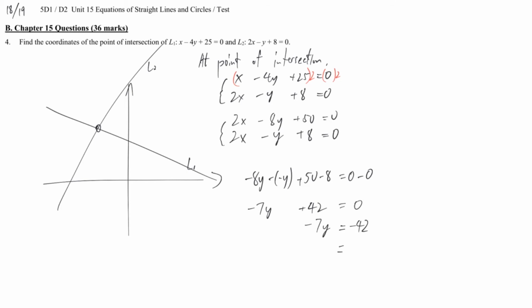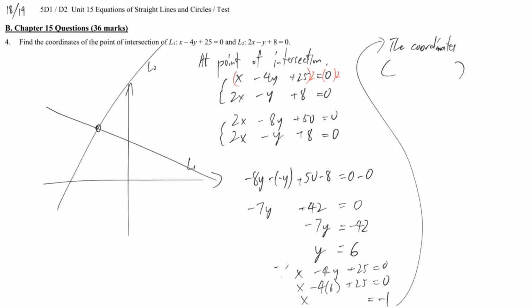Negative 7y is equal to negative 42 and y is equal to 6. Since x minus 4y plus 25 should equal 0, x minus 4 times 6 plus 25 equals 0. And then we get x is equal to negative 1. Therefore, the coordinates are x coordinate negative 1 and y coordinate 6.